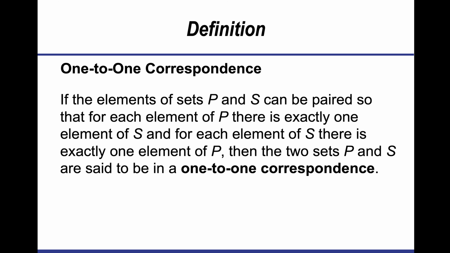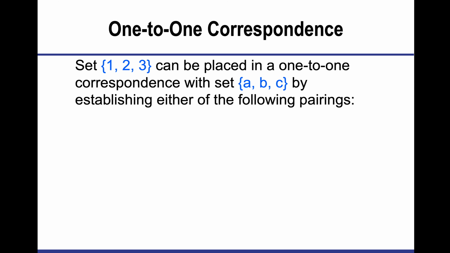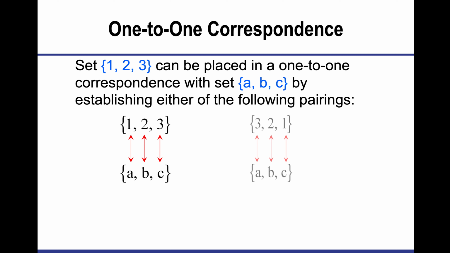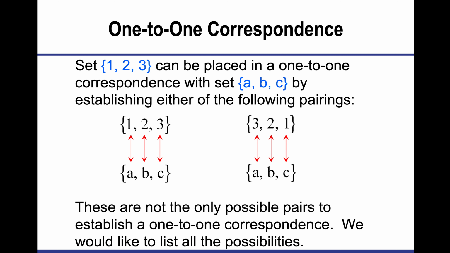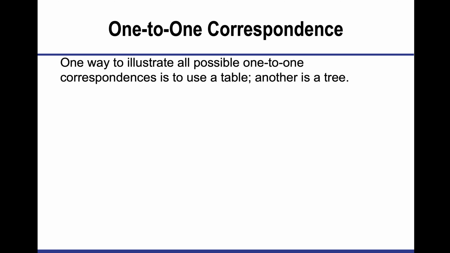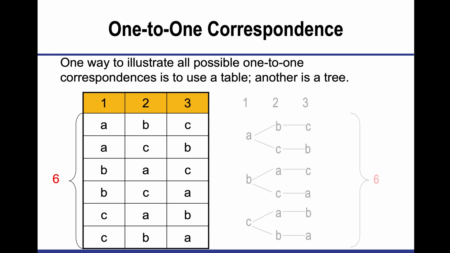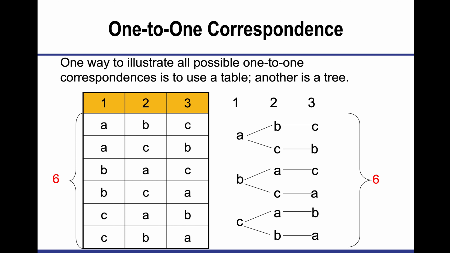One-to-one correspondence means that I compare my elements so that for each element of P, there is exactly one element of S, and vice versa. We call this one-to-one correspondence. So if I have a set 1, 2, 3, it can be matched by giving pairings of those things written in order. There are multiple ways to arrange this, depending on the order that you write things in to establish a one-to-one correspondence. If we want to list all the possibilities, we could do that in a table or in a tree.